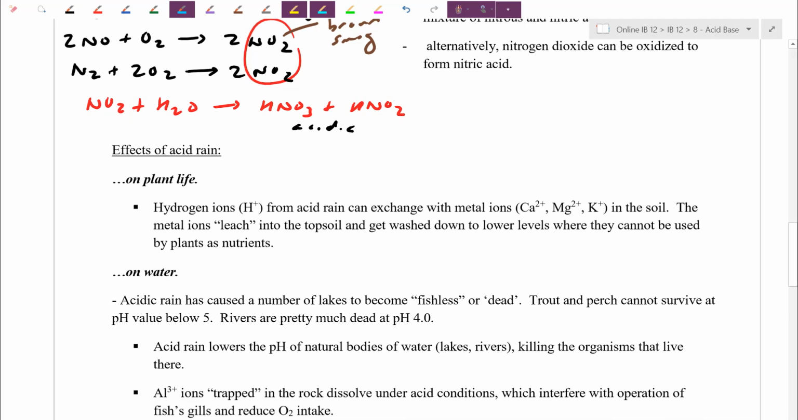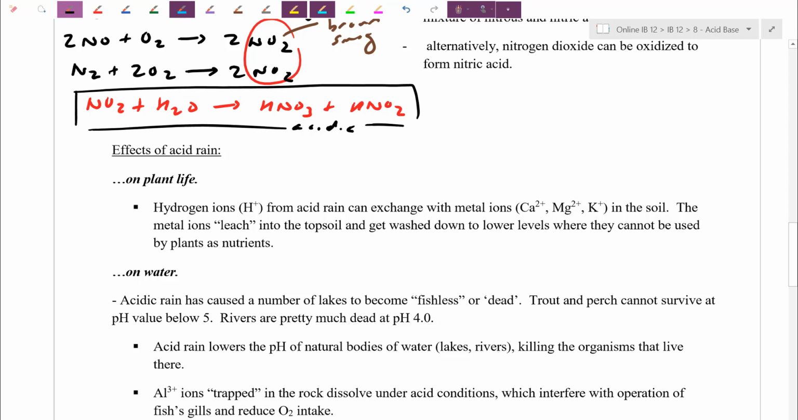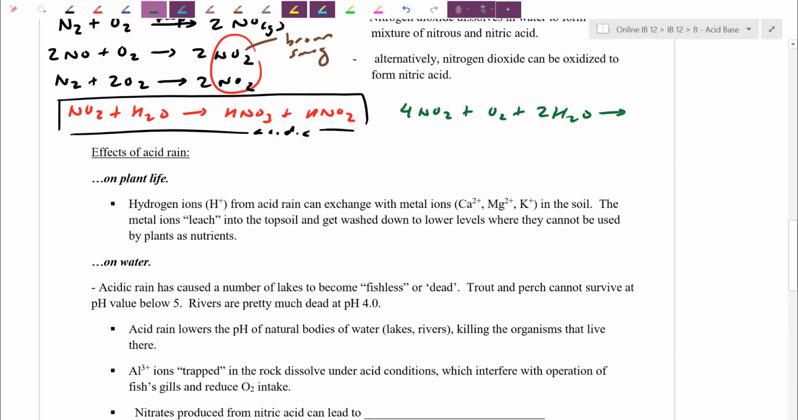We can also have other fancy equations as well. I would at least maybe memorize this one here so that you can note, well, it's a non-metal oxide, so we potentially will make these acids. There are other ones as well. I'm just going to give you one more. Let's say 4NO2 reacts with O2 and reacts with water. This one here will end up becoming 4HNO3. And again, we end up forming some acidic oxides.